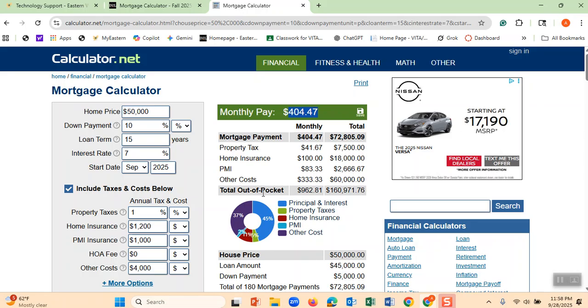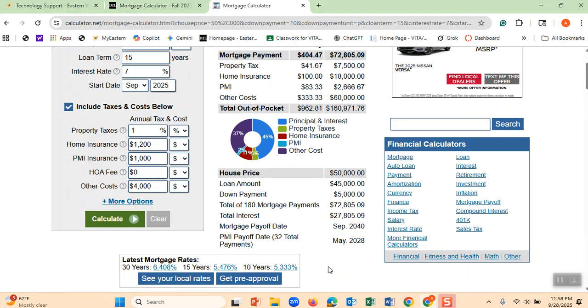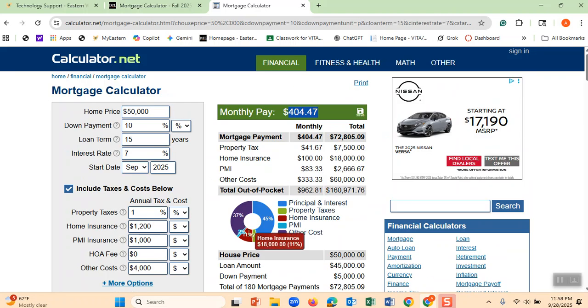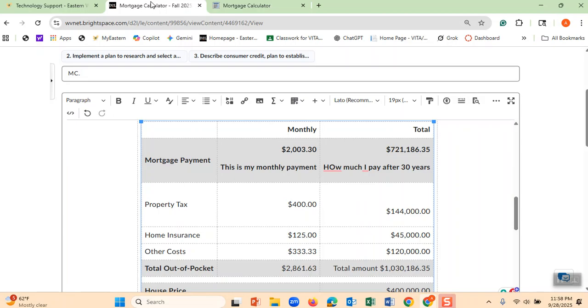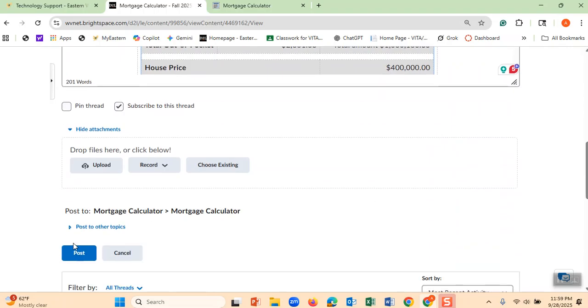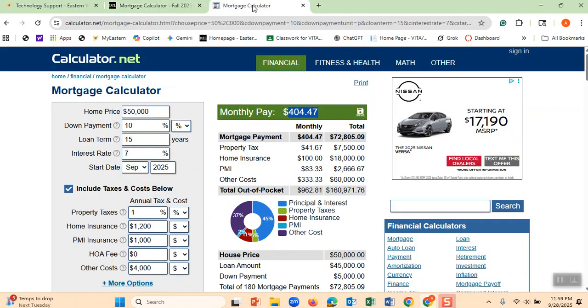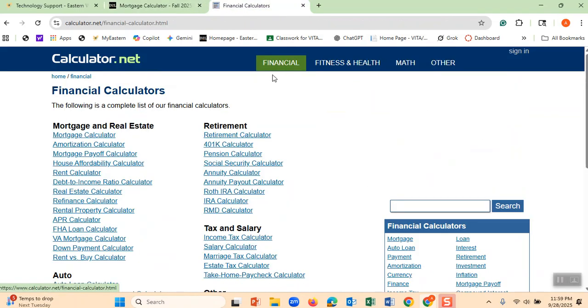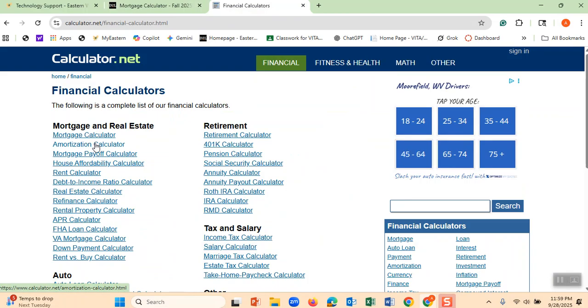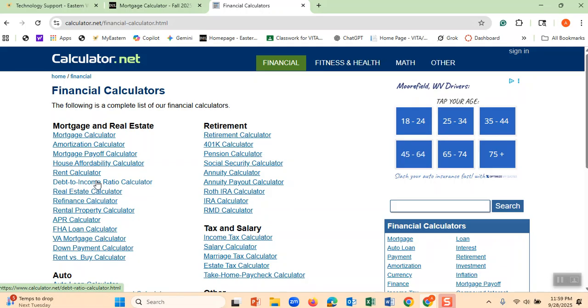After you calculate, do you see your payment will be this one? You copy this one and post it on the discussion board the way I did. Here you go, I click post, and it is posted. I have created an assignment for this calculator, for the mortgage, for amortization, for all of these. That way you learn how to use this calculator.